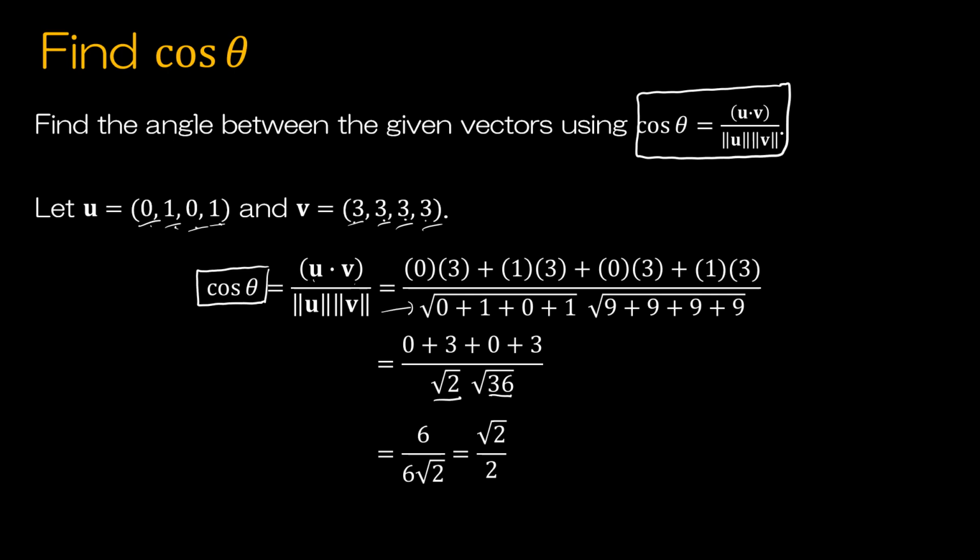So in the numerator, I have 3 plus 3, which is 6. In the denominator, I have the square root of 36, which is 6, and then radical 2. That gave me 1 divided by radical 2, or radical 2 divided by 2. Now, have I found theta? No, I have not. I have found that the cosine of theta is equal to radical 2 over 2. So now let's talk about how we find theta.